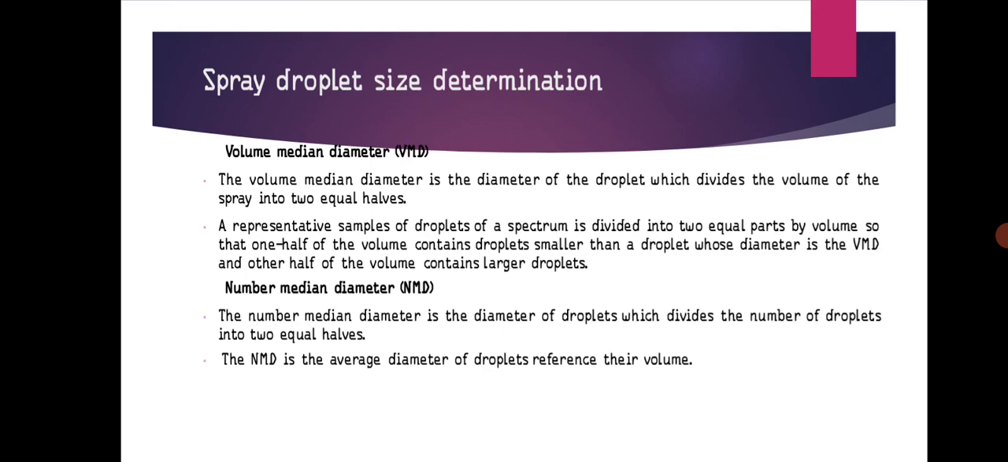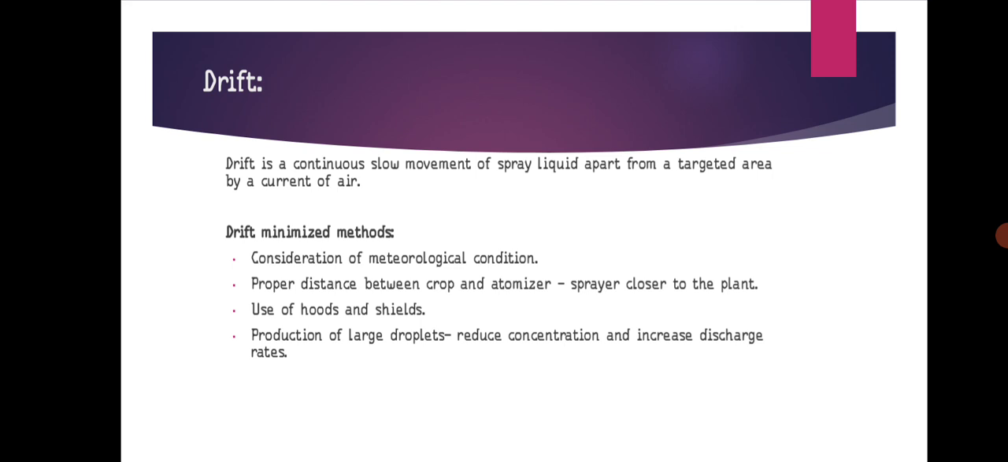Number median diameter, NMD. The number median diameter is the diameter of droplets which divides the number of droplets into two equal halves. The NMD is the average diameter of the droplets with reference to their volume. Next is drift. It is a continuous slow movement of spray liquid apart from a targeted area by a current of air.